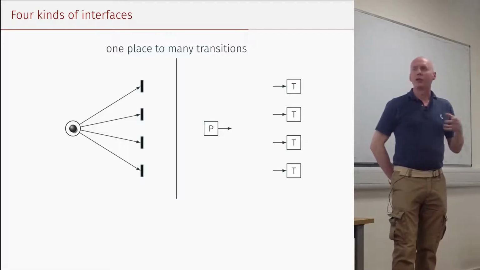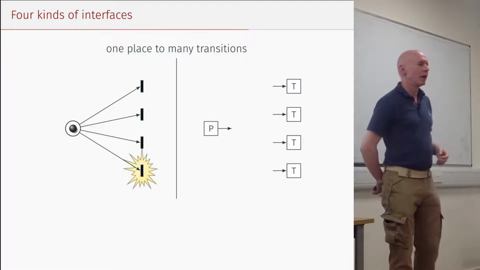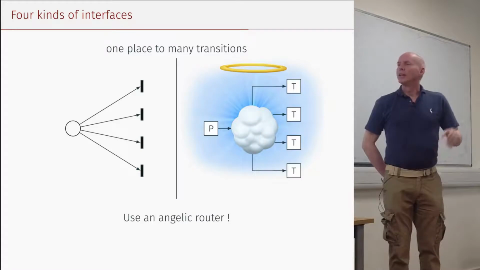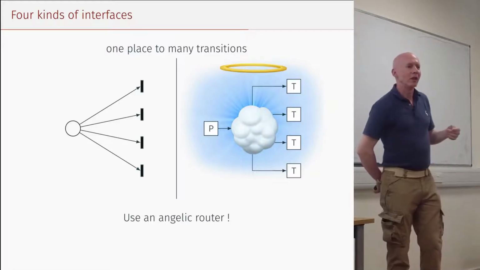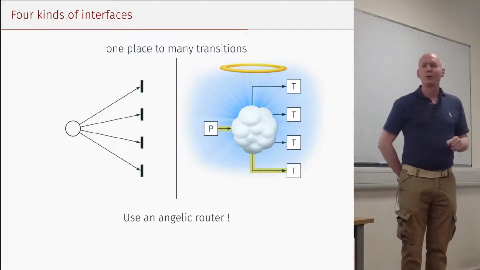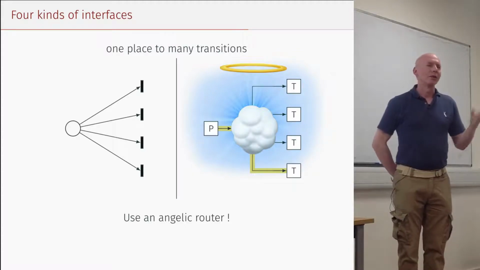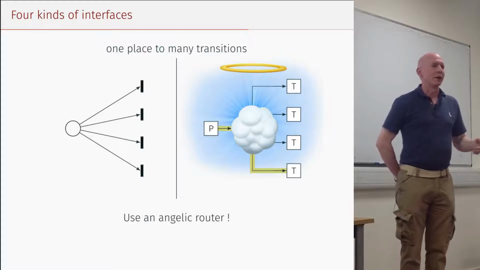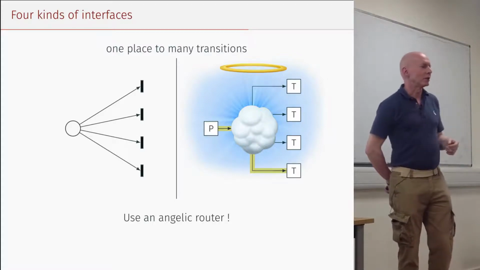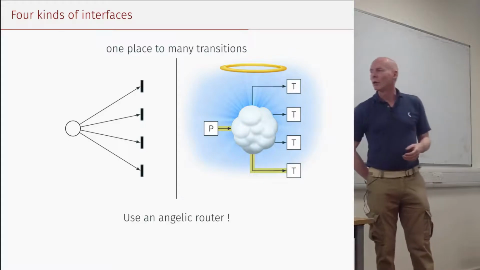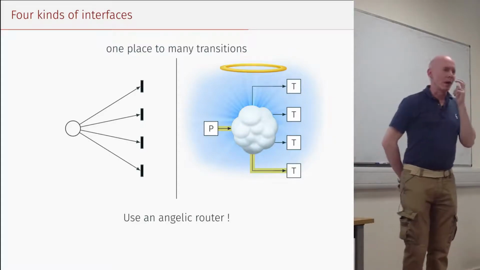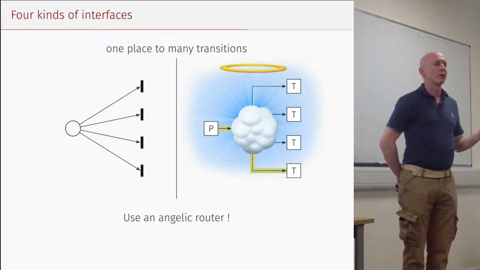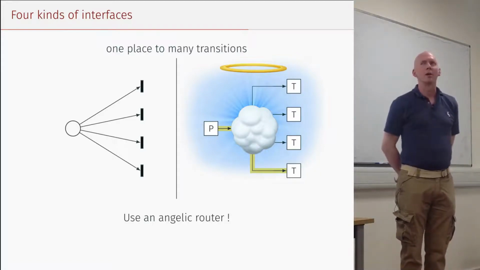That means if that place is marked, one of those transitions should fire. Which one? We'll leave that up to the angelic router. The angelic router takes a signal as input and sends it to wherever it can do the most good. For example, if there's a transition that can't fire because it's waiting for something else, but there's another transition that only needs one more signal to fire, then it sends it to the one that only needs one more. If you have multiple angelic routers in a circuit, they cooperate with one another to watch over the circuit and protect it from deadlock.